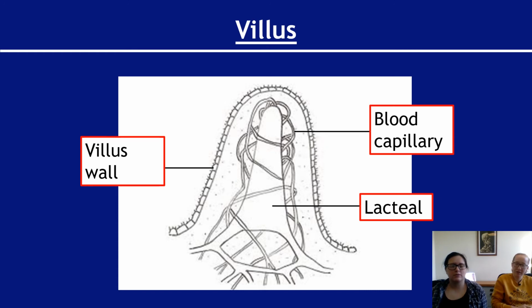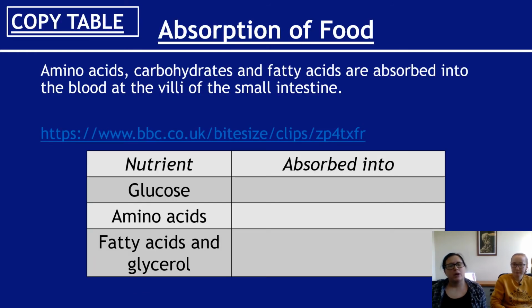And you need to know about the central structure called the lacteal, which we will talk about more in a wee second, about the important jobs of these various parts. Okay, amino acids, carbohydrates, and fatty acids will be absorbed into the blood at the villi. So it's the villus that's actually doing the absorbing bit. And again, if you're on the Sway, that clip will be available for you.